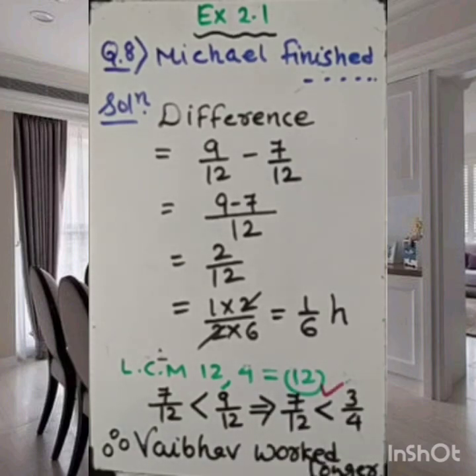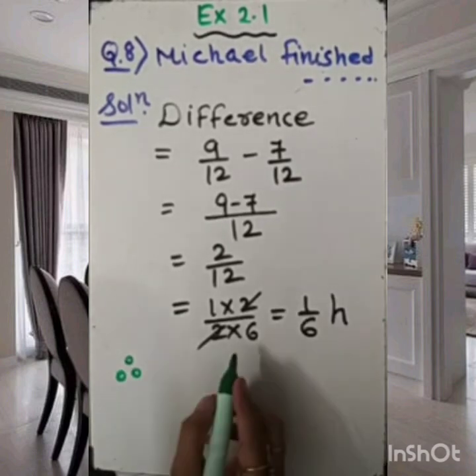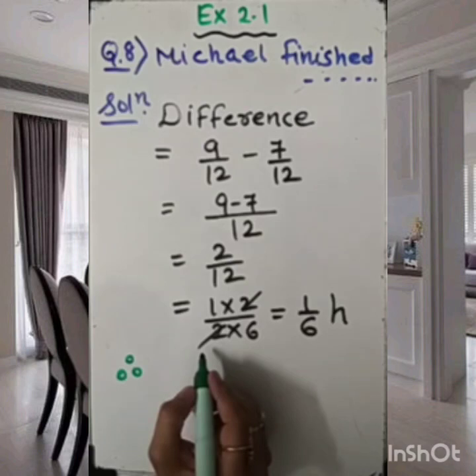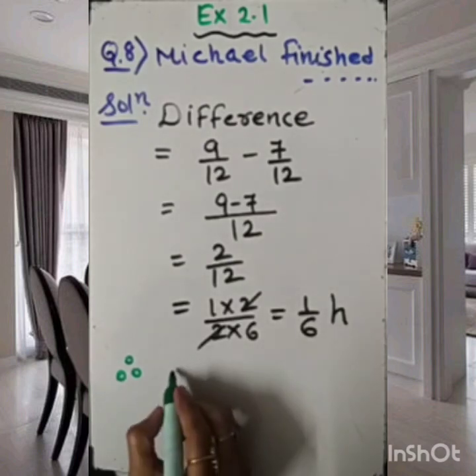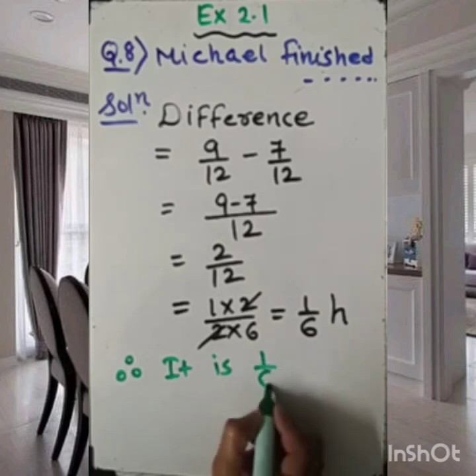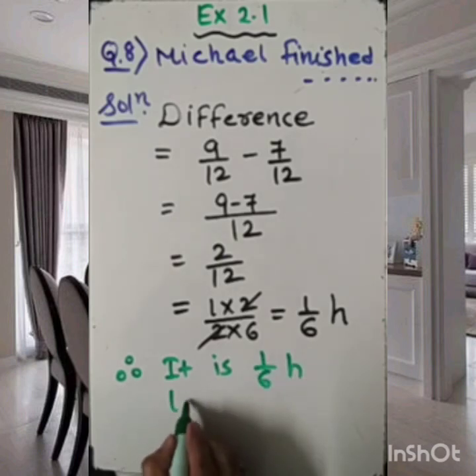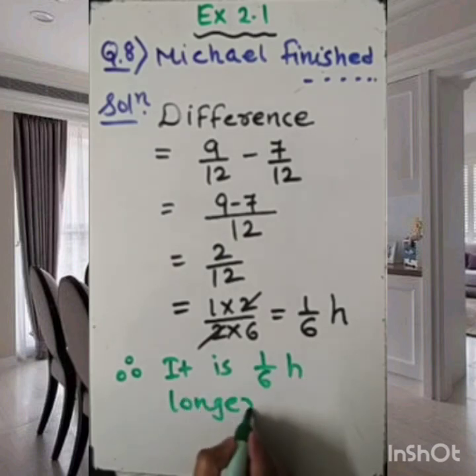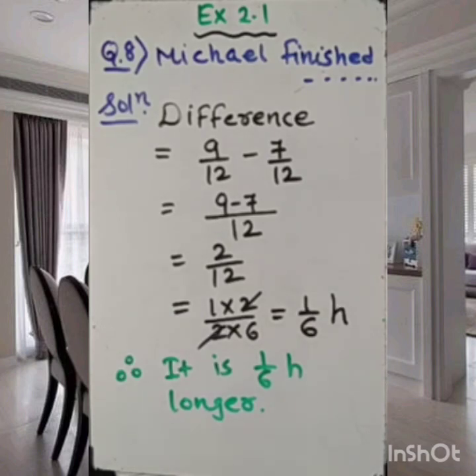So the final answer I am mentioning here. In a statement form, we need to write: by what fraction was it longer? It is 1 by 6 longer. This is the complete solution of question number 8. Clear to you?